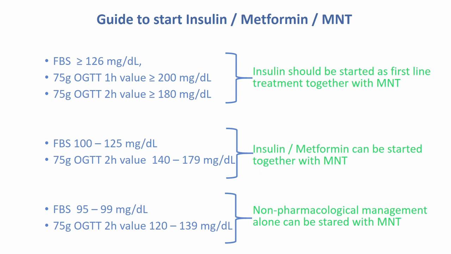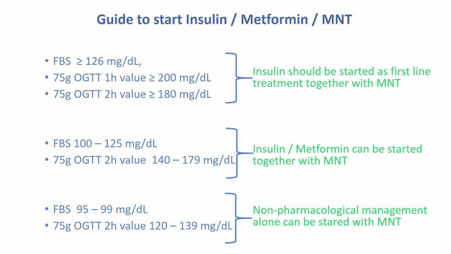So if we happen to start insulin or metformin, first we will see the fasting blood sugar values and the OGTT values. If the fasting blood sugar is more than 126, and the OGTT values are more than 200 at 1 hour and more than 180 at the second hour, it is unlikely that we could manage these patients with diet alone, so pharmacological therapy is needed.